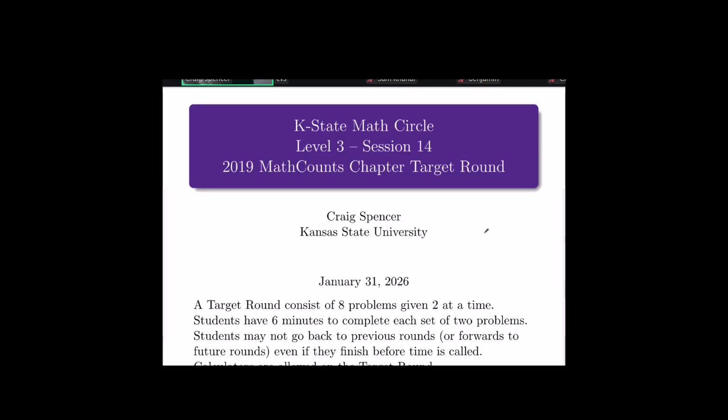What I've picked out here is a pretty hard year, in my opinion, with respect to the chapter test. So I'm going to give you 6 minutes to work on each of these 4 pairs of problems, and then I'm going to go through the solutions. That way you get a little bit of the feel of the real contest. So I'm just going to give you 6 uninterrupted minutes to work on this. We're going to focus on the first 2 problems now, and I'm going to start the clock.